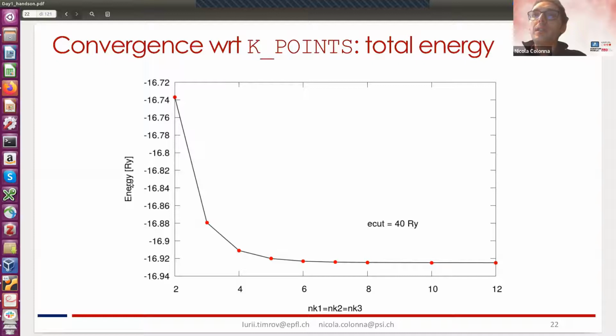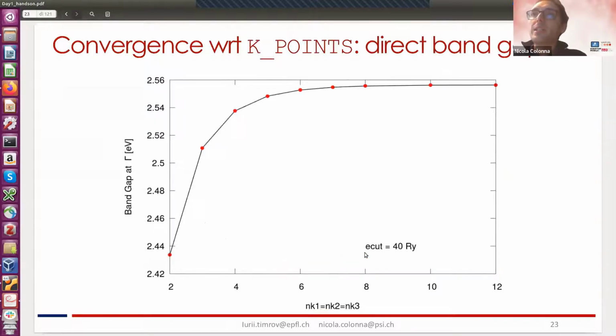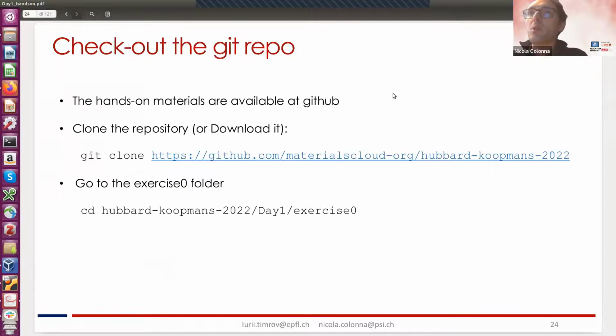And you see, again, the total energy converges very smoothly, and probably already at 8 by 8 by 8 we are converged, and the same is true for the gap. So this is what you typically have to do before running the final calculation. This is called a convergence test. So it is something that you always need to remember to do to have a proper converged calculation.